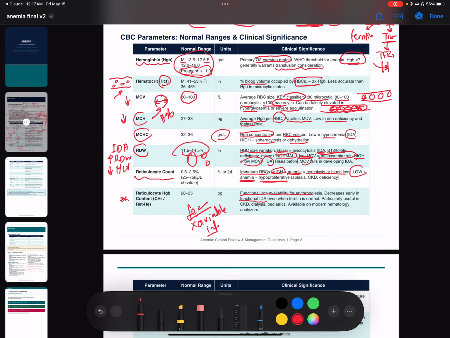So this can be helpful in CKD, dialysis, or pediatrics because it shows the real-time availability of how much actual iron is available for erythropoiesis. And this is really important, right?